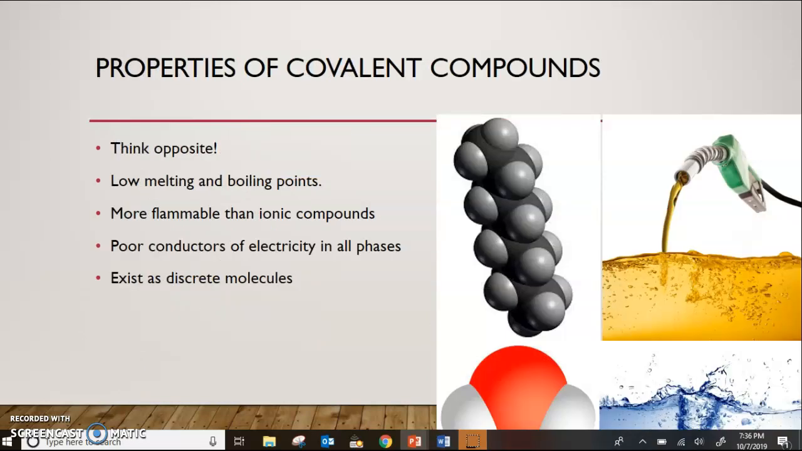Properties of covalent compounds: they're the opposite of ionic compounds. They tend to have low melting and boiling points. They're generally flammable. They're very poor conductors of electricity in every phase, right? Dissolved in water, as a solid, as a liquid. They're just bad at conducting electricity. And they exist as discrete molecules, so they don't make that same crystalline structure that you see with your ionic compounds.